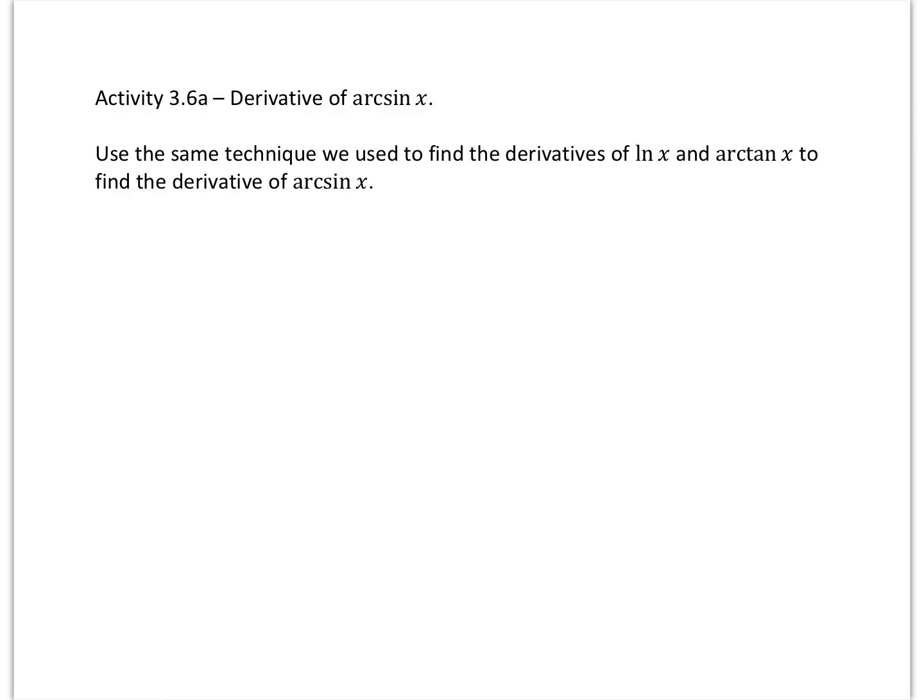Okay, you've reached the first activity of lesson 3.6. We're going to find the derivative of arcsine. Use the same technique we used to find the derivatives of ln and arctan to find the derivative of arcsine. So we start with an equation we know is true. We start by composing two inverse functions. We're going to take the sine of the arcsine of x, and we know that that will give us x.